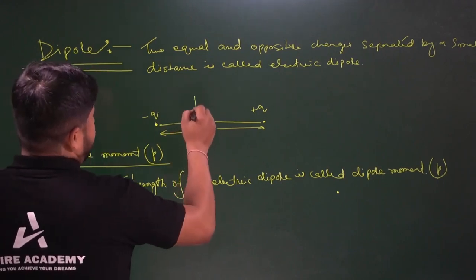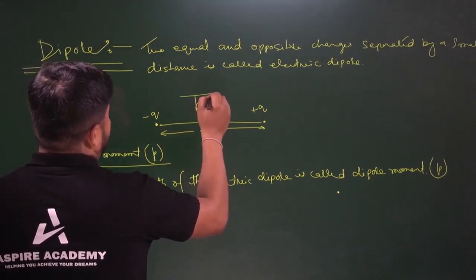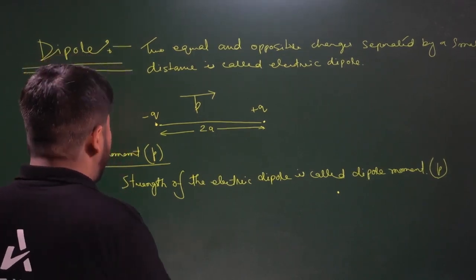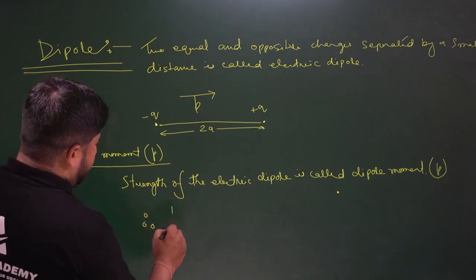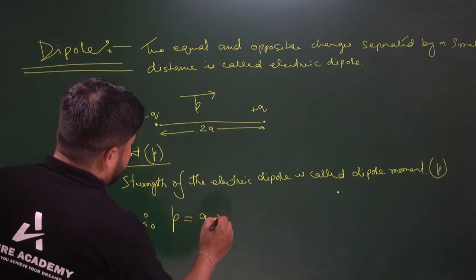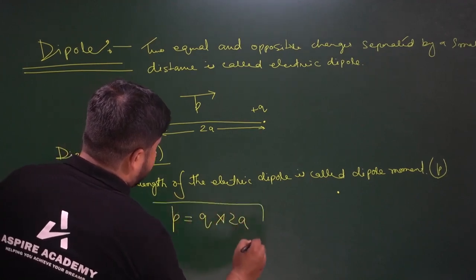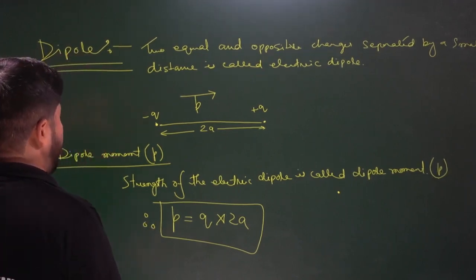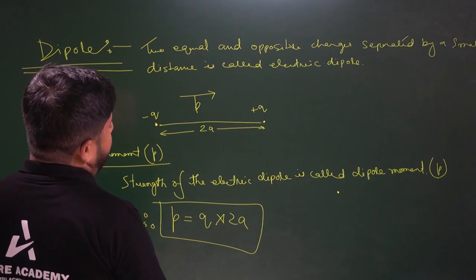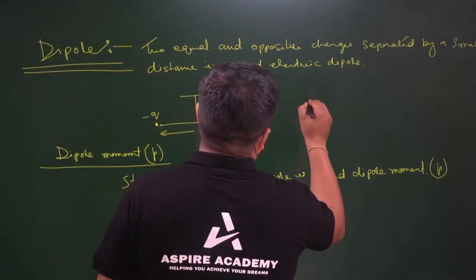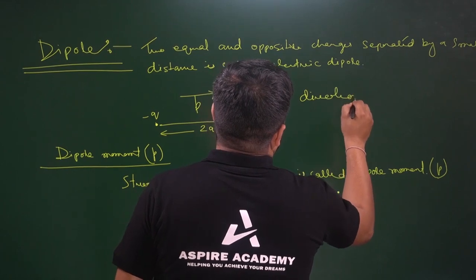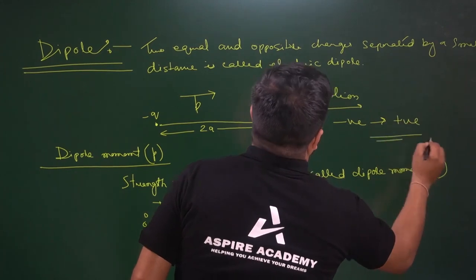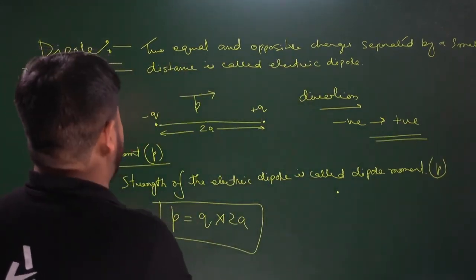Here, this p, the dipole moment, is always directed from negative to positive. So what is the dipole moment formula? The dipole moment p is equal to q into twice a: the product of charge and the distance between the two charges of the dipole. Its direction is always from negative to positive. This is very, very important from the exam point of view.